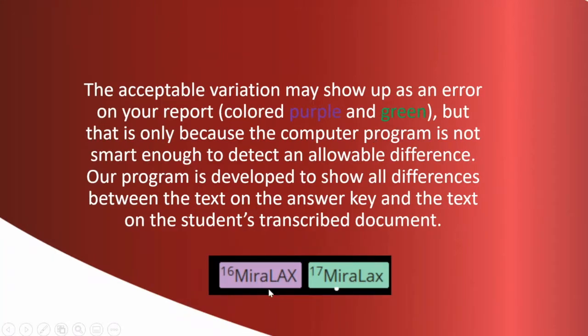Okay, so for example, see here, it has Miralax spelled two different ways, but actually both of those spelled either way would be acceptable. But of course, it shows up purple, so don't automatically think something's an error, because it can be, well, it can be an error, but it can certainly be an acceptable variation as well.